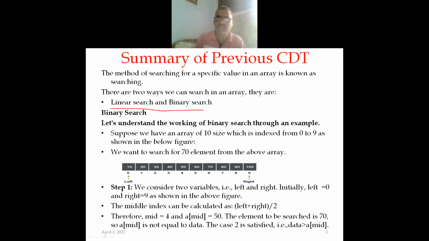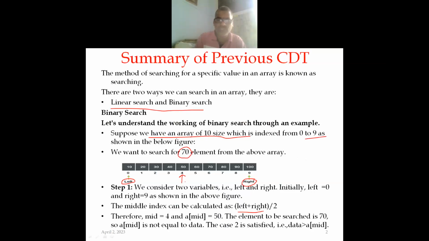In the binary search, we have an array of size 10, which is indexed from 0 to 9. Then we want to search for an element 70. We take a left index variable pointing to the 0th index, and right is another index variable pointing to the last index. Then we calculate the mid index using the formula (left plus right) by 2.